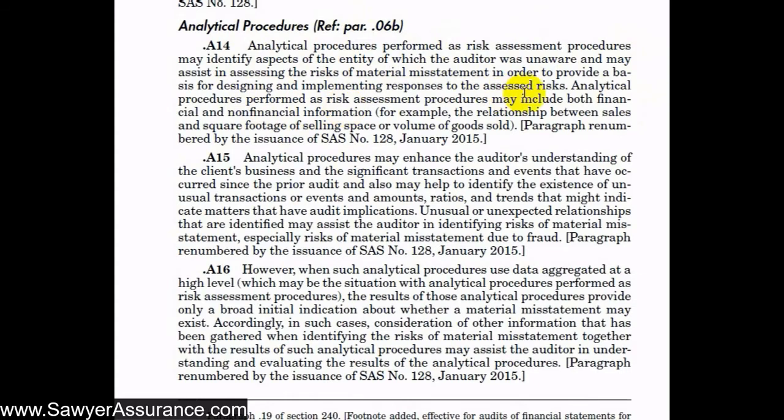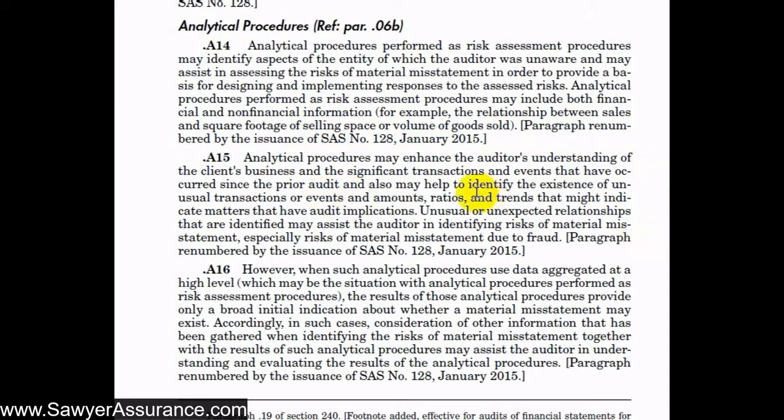For instance, we might look at the relationship between sales and square footage of selling space or volume of goods sold, etc., where we might see some kind of disconnect between the financial measure and the non-financial measure. The analytical procedures might also enhance our understanding of the client's business and the significant transactions and events that have occurred since the prior audit.